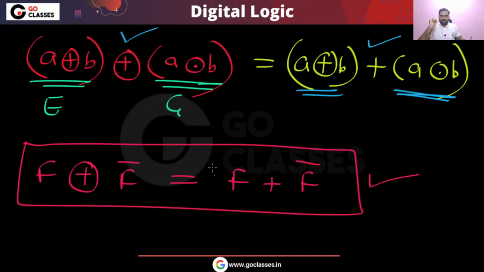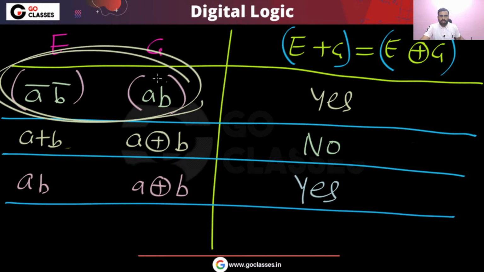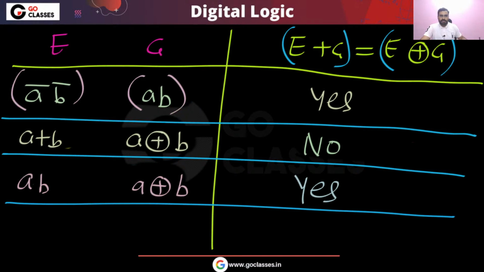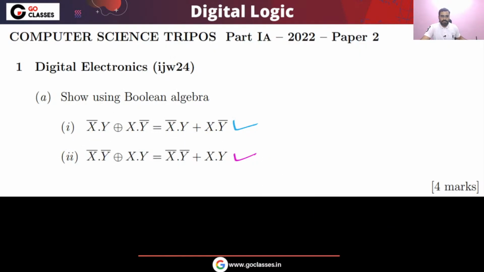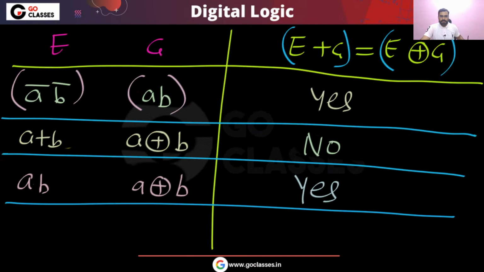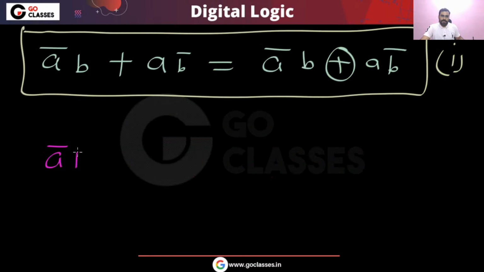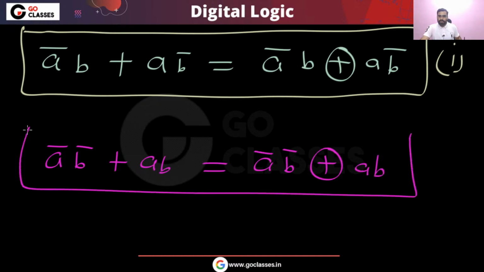If you remember, this is your question number 2 in the Cambridge University assignment. You can check it out. So what I'm saying is that this is the complete analysis. Let me write it here: A bar B bar OR AB is the same as A bar B bar XOR AB. And this was your question number 2.